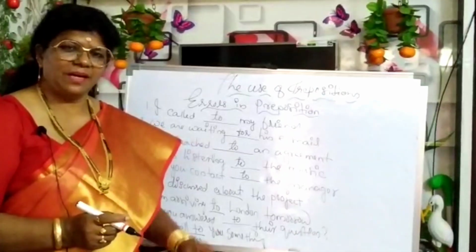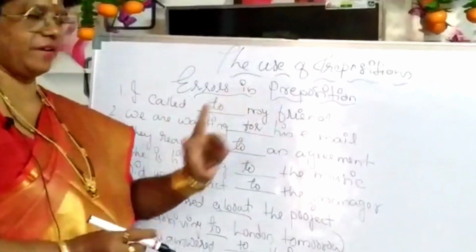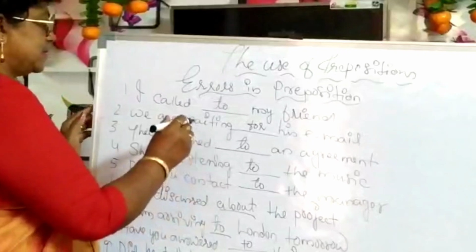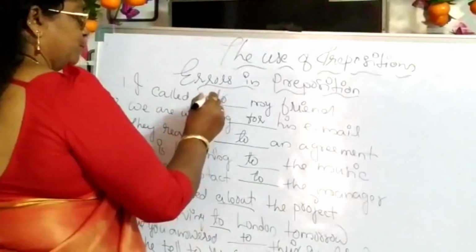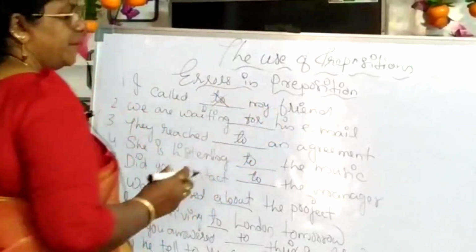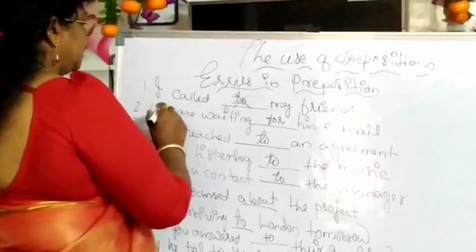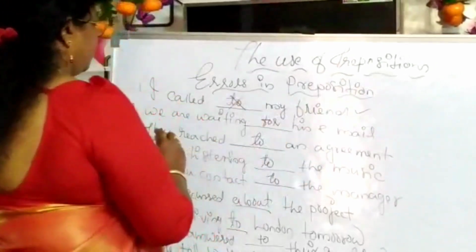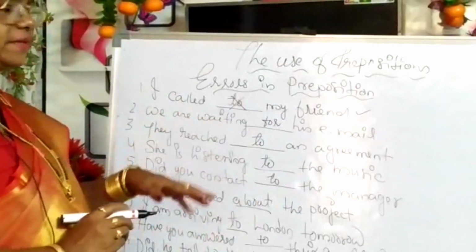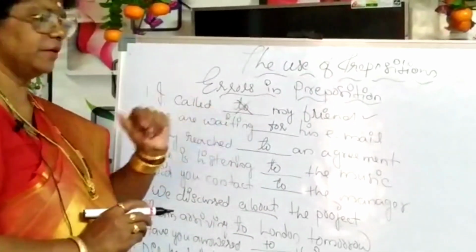Okay, fine. Let us do some exercise. I called to my friend. This sentence, whether it is correct or wrong. We won't say to. This is wrong. I called my friend. So here, a preposition is not required. Then, this is correct. We are waiting for his email. Correct or wrong? Correct only.